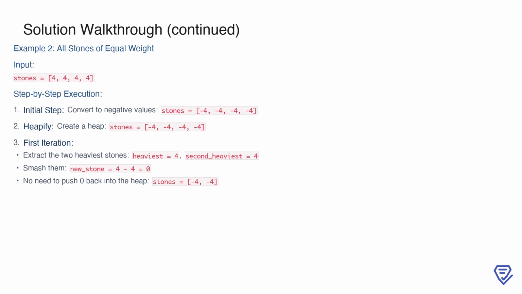In this example, all the stones have the same weight. The input is 4, 4, 4, 4, which we first convert to negative values, resulting in -4, -4, -4, -4. After heapifying, the structure remains the same as -4, -4, -4, -4, because all elements are equal. In the first iteration, we take the 2 heaviest stones, both of weight 4. Smashing them produces a new stone of weight 0. Since the weight is 0, we do not add it back to the heap. This leaves the heap as -4, -4.